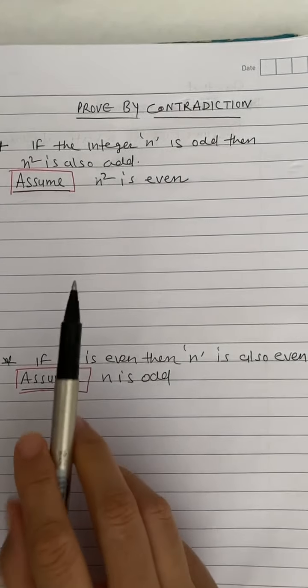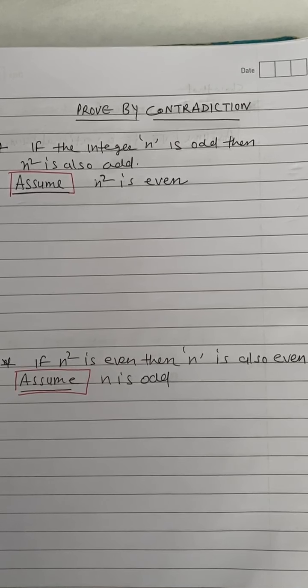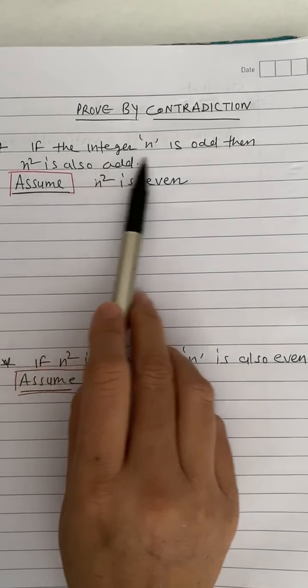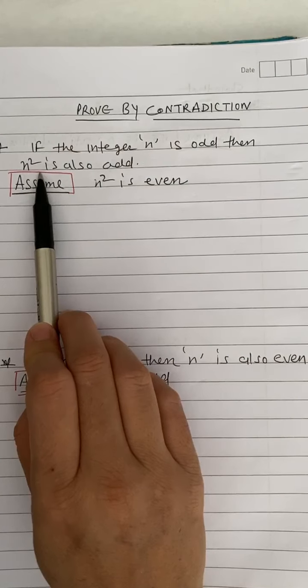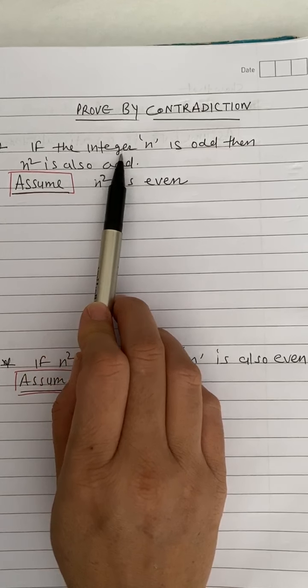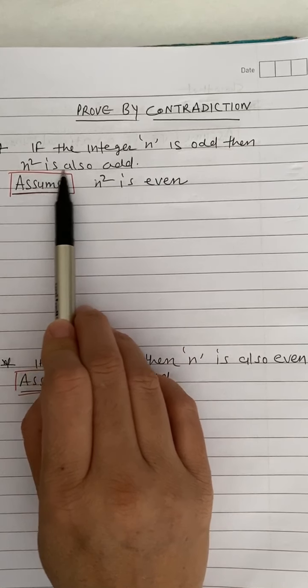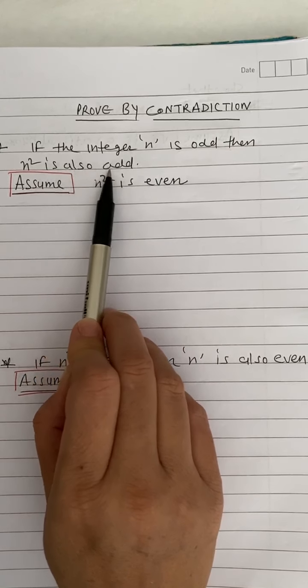In this video, I'm going to cover a few questions proving a few statements by contradiction. The first one is: if the integer n is odd, then n squared is also odd. This is what we have to prove, and proving by contradiction means that what we have to prove here is n squared is also odd.